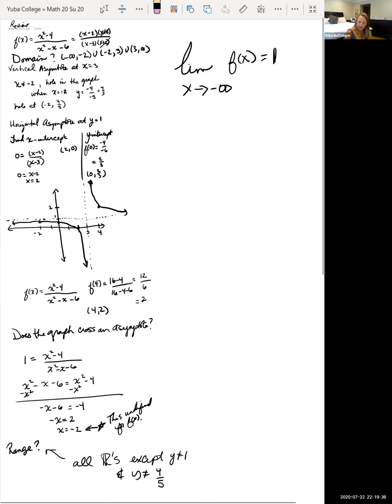So our end behaviors, we can look at our graph and be able to tell. So as x is going to positive infinity, looking at our graph, notice our y value is getting closer and closer to 1. And so our limit as x goes to infinity is 1.